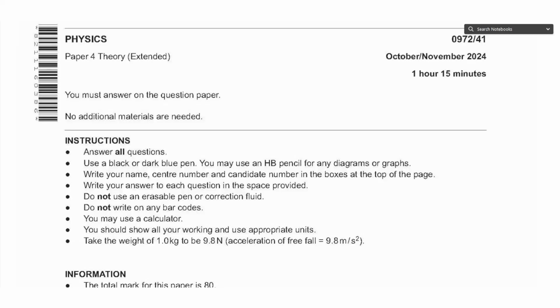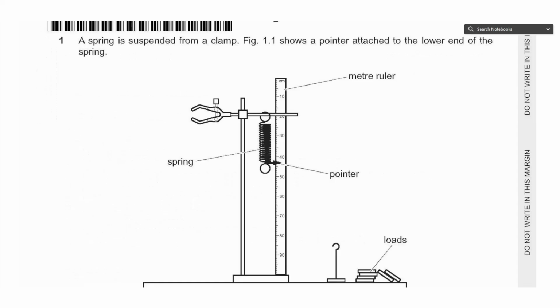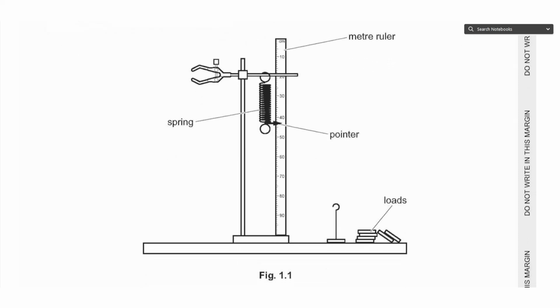In this video, I will be solving the paper 4 exam for October-November 2024, variant 1. So let's get started. Question 1 says a spring is suspended from a clamp. Figure 1.1 shows a pointer attached to the lower end of the spring. We have the setup here in the diagram.